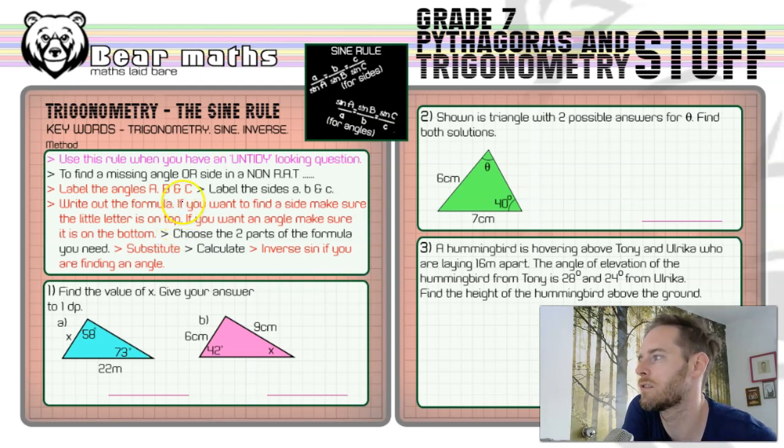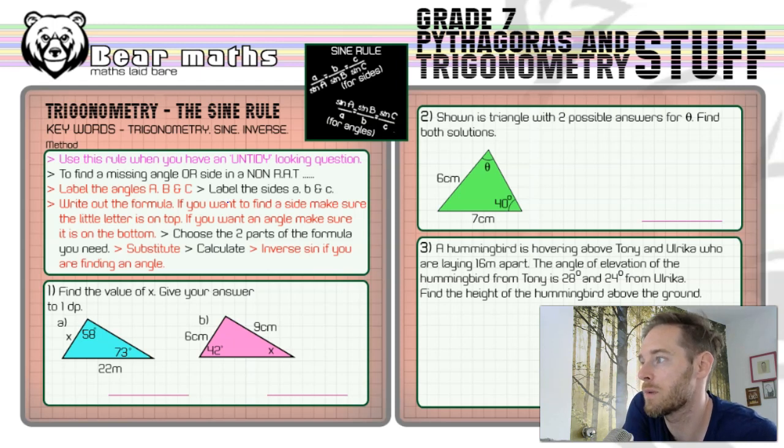So the method states, use this rule when you have an untidy looking question. What I mean by that, and it's not really a mathematical thing at all, is that it's just an untidy looking question. It means that you could have two angles and a side, or any two angles and a side. And you could have any two sides and an angle that's not included within the two sides, and you could use the sine rule. I think of them as untidy looking questions because they don't look neat to me. That's the way I refer to it.